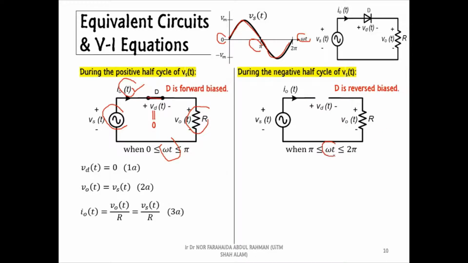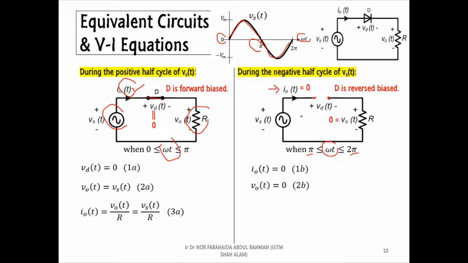When the omega t value is in between pi to 2 pi, the diode is in reverse bias. In this condition, the diode will act as an open circuit to stop the current conduction. Thus, the current equation is equal to 0. Furthermore, since there is no current flowing in the circuit, the output voltage is also equal to 0.